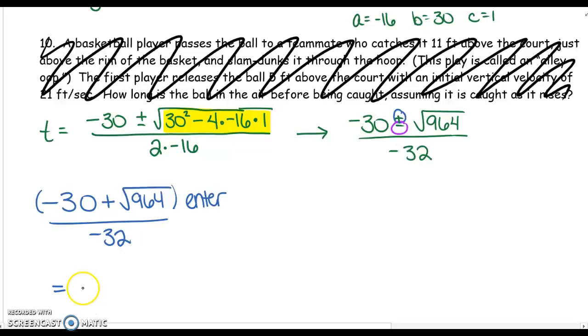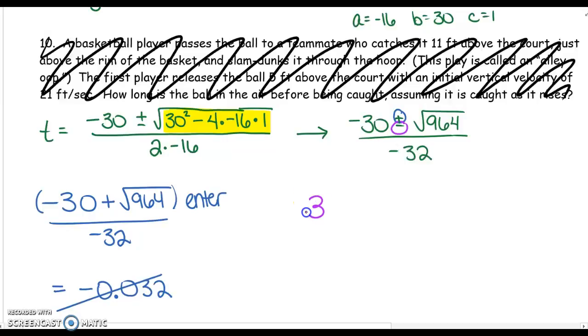What is your answer? Negative 0.032? Okay. Can we have negative seconds? No. So this negative answer, is this going to be our final answer? No. So now we need to do the problem a second time using the subtraction symbol.